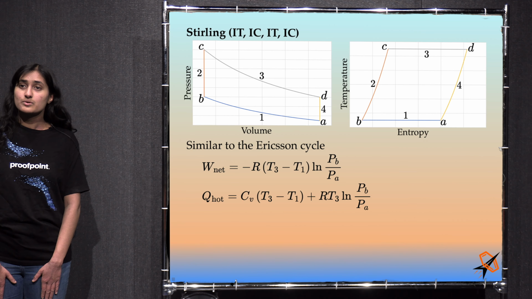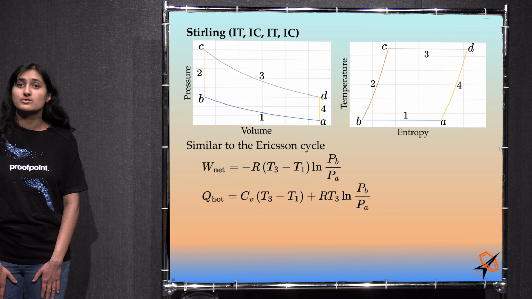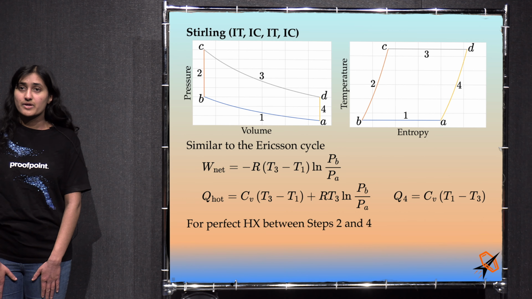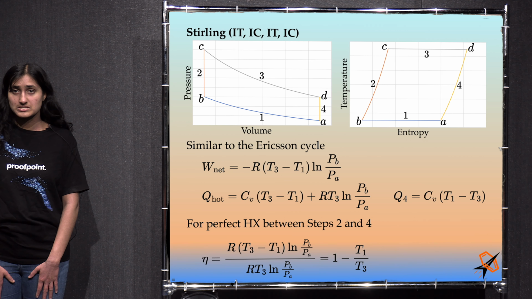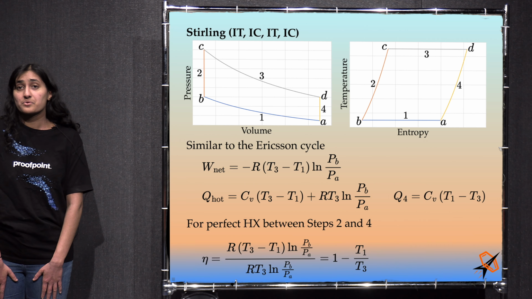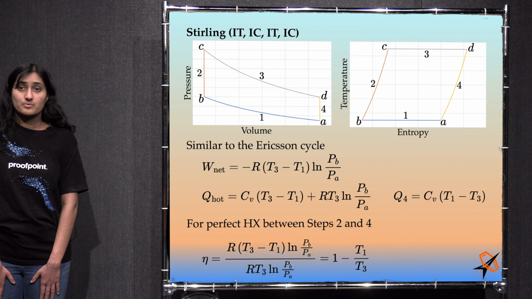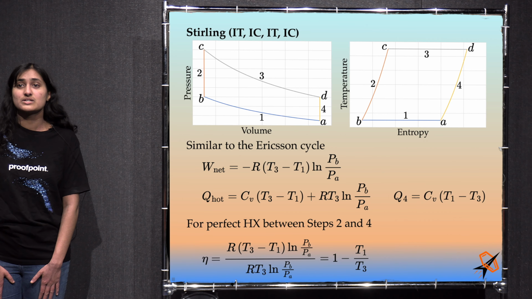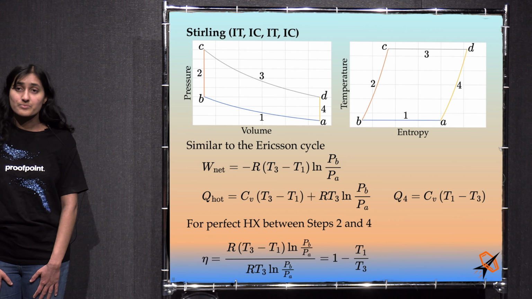Q hot includes both steps 2 and step 3, so it equals CV (T3 minus T1) plus R T3 log of PB over PA. Since Q4 is equal and opposite to Q2, if we had perfect heat exchange between step 2 and step 4, the efficiency again reduces to the Carnot efficiency. Unlike the Ericsson engine, the Stirling engine finds wide commercial use. By numbers of units sold, the biggest use is as little demonstration or hobby units, as a quick search of web-based sales sites will reveal. They are also found in cryocoolers, remote power generation, and waste heat recovery. As with the Ericsson cycle, Wikipedia is a fruitful site for finding additional information.